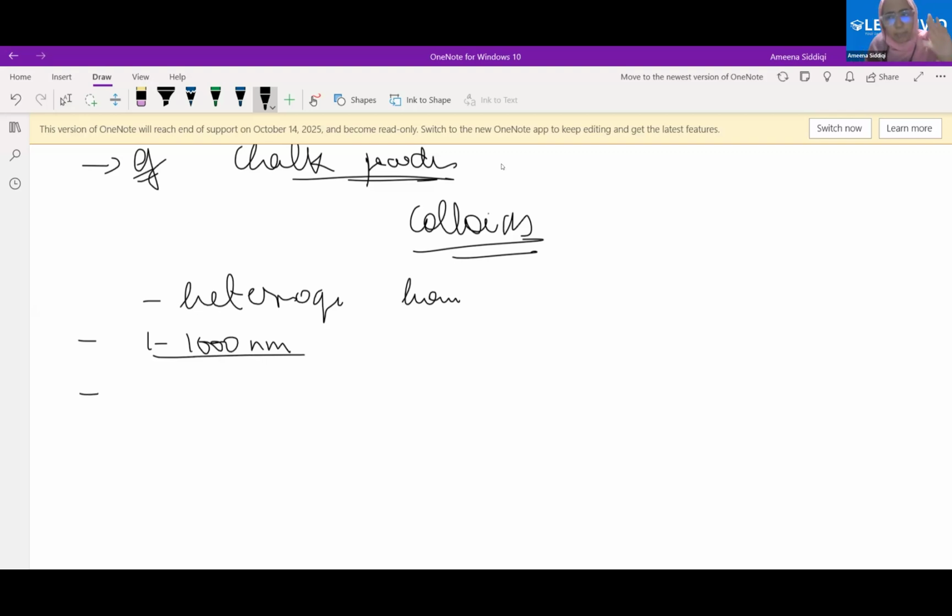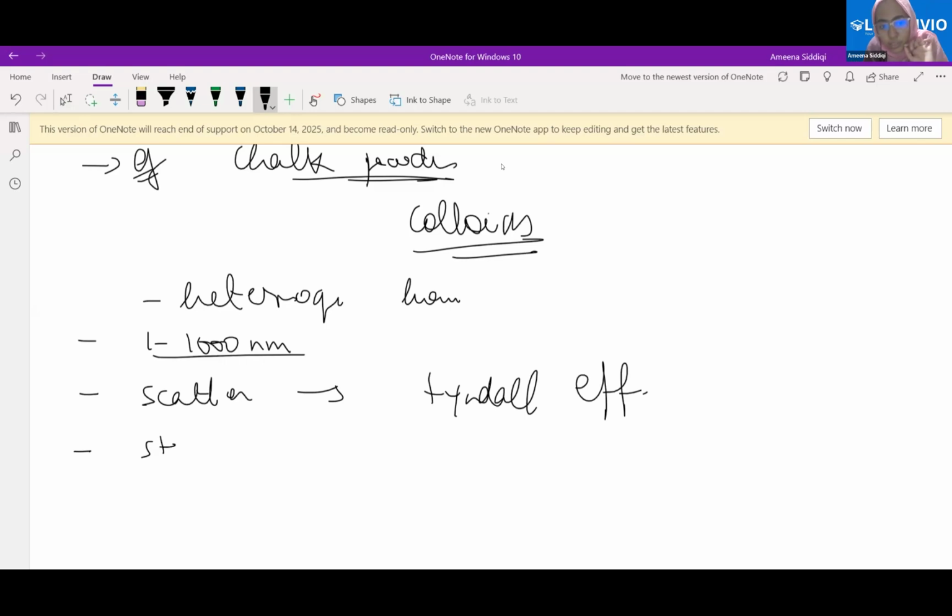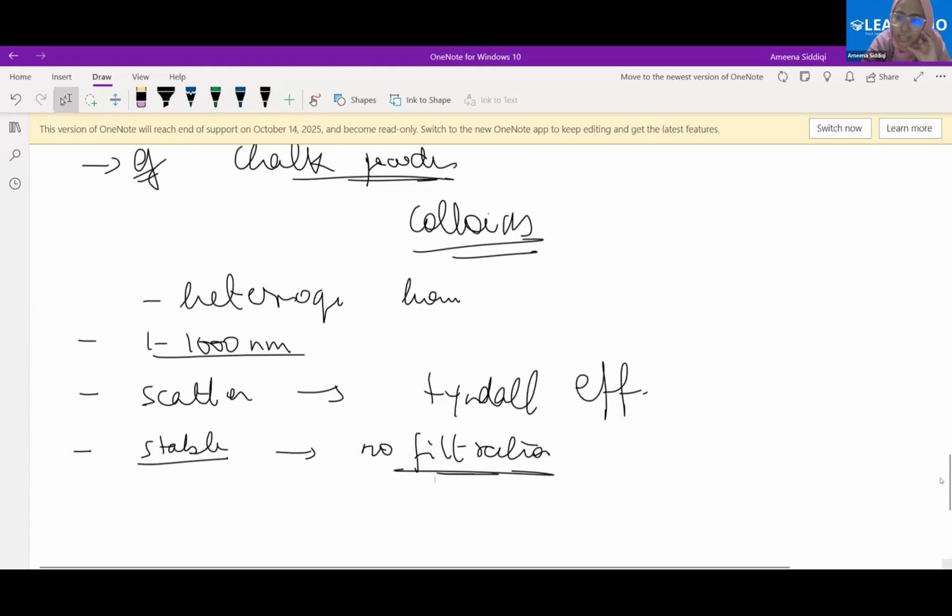The particles are big enough that dissolving will not take place. They will be suspended or dispersed. But the particles are big enough to scatter the light. Therefore, the Tyndall effect will be shown. But the particles are not big enough for the solution to be unstable. Therefore, if the mixture is left undisturbed for some time, it will be a stable mixture because the components will not separate out. Therefore, no filtration here. Is it clear? Any confusion in this? Fine. What are the examples here?